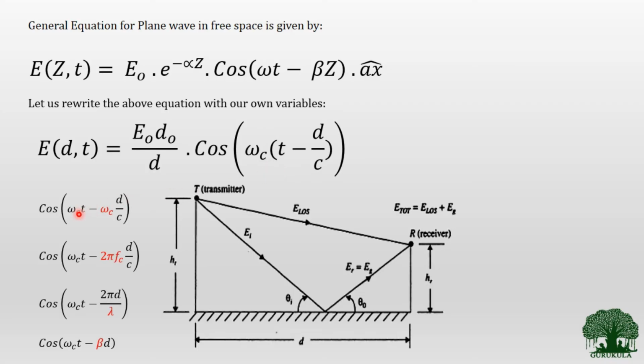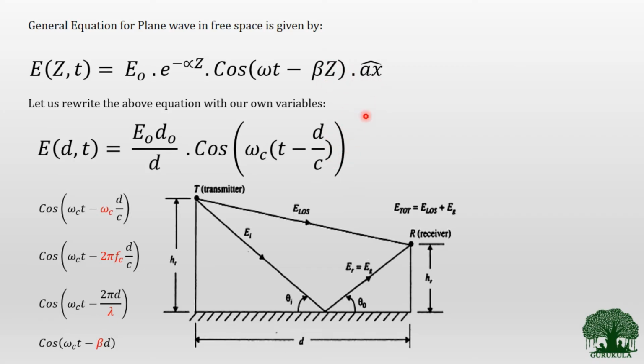So when you take only the cos term alone, I can multiply this omega c inside the braces, so that I will get omega c t minus omega c times d over c. You could see that omega c can be replaced by 2 pi fc, and then this f by c can be replaced by lambda, where 2 pi by lambda is given by beta. So now I hope that you will be convinced that this particular equation is equivalent to this, so that I can conclude that these two equations are of the same form.